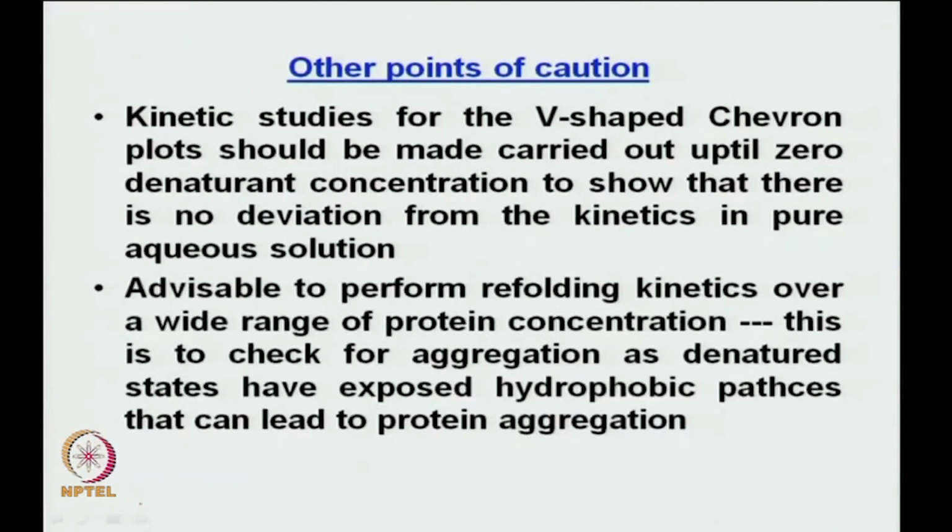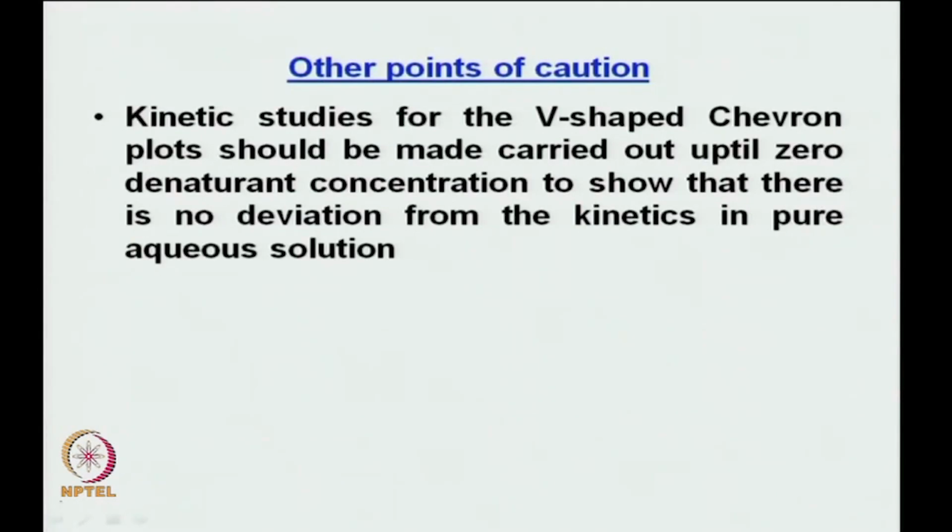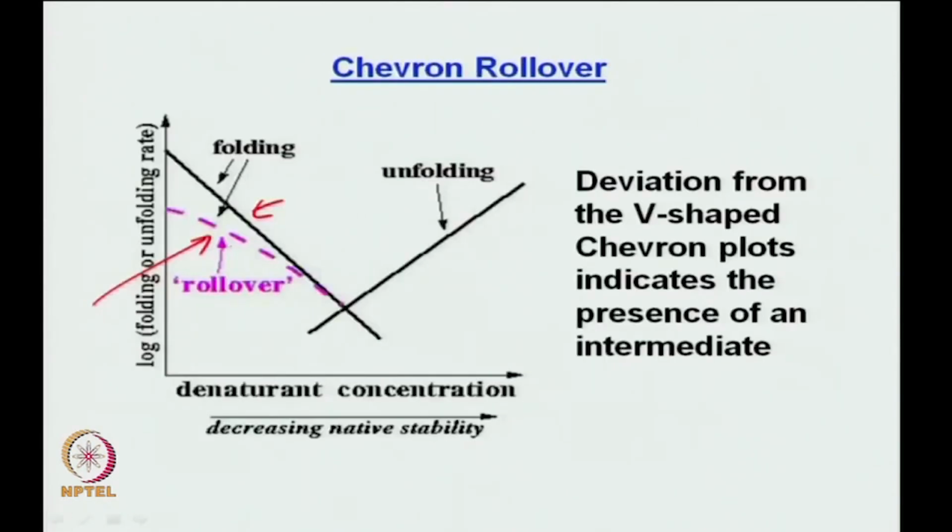And just other points of caution before I end. Kinetic studies for the V shaped chevron plot should be carried out up till 0 denaturing concentration to show that there is no deviation from the kinetics in the pure aqueous solution. Okay. This is one thing we will have to do. So, remember that chevron rollover you had was at a very low denaturing concentration. So, you have to go back to as low a denaturing concentration as possible to see that they merge with each other, or you are not seeing any intermediates.